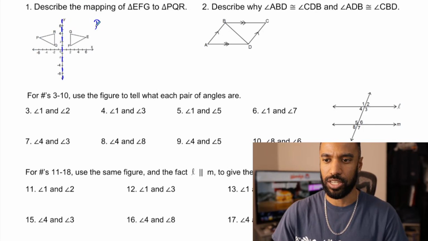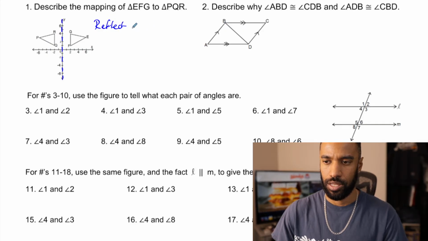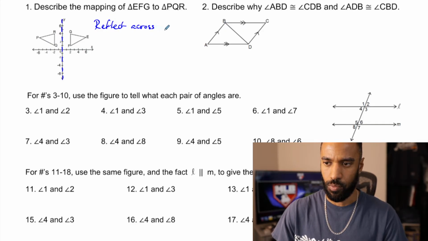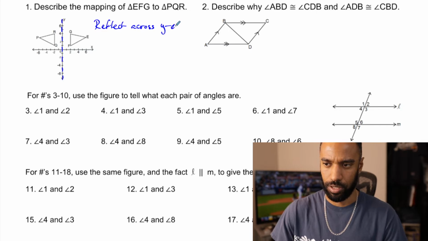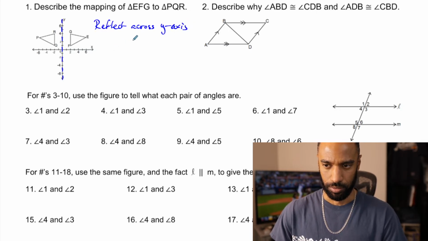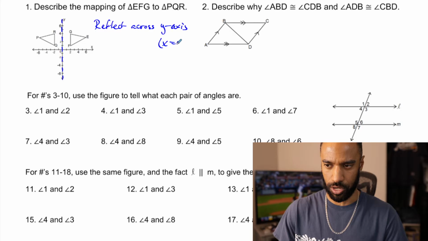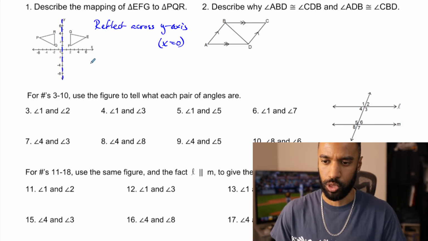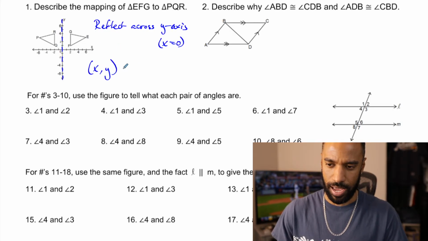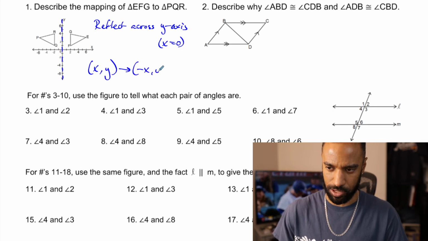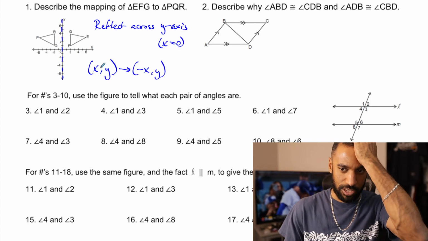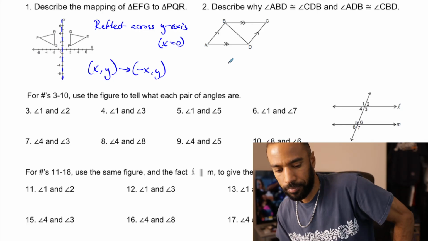They seem to be reflecting across the y-axis, or reflect across x equals 0. You can put that. Or you can put the rule. It's going from (x, y) to (negative x, y). The x's change sign, the y's stay the same.